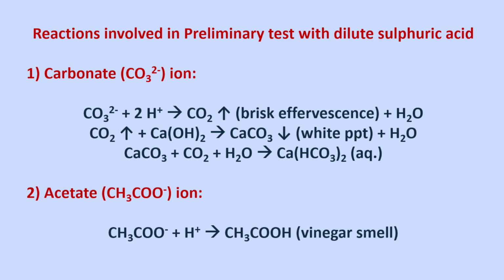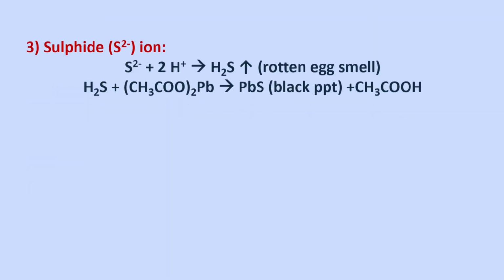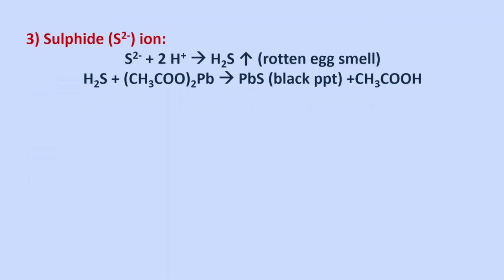Acetate ions react with acid to produce volatile acetic acid, which has a characteristic vinegar-like smell. Sulfide ions react with acid to produce volatile H2S gas, which also has a characteristic rotten egg smell. When this gas comes into contact with filter paper moistened with lead acetate, it forms a black spot on the paper due to the formation of lead sulfide.